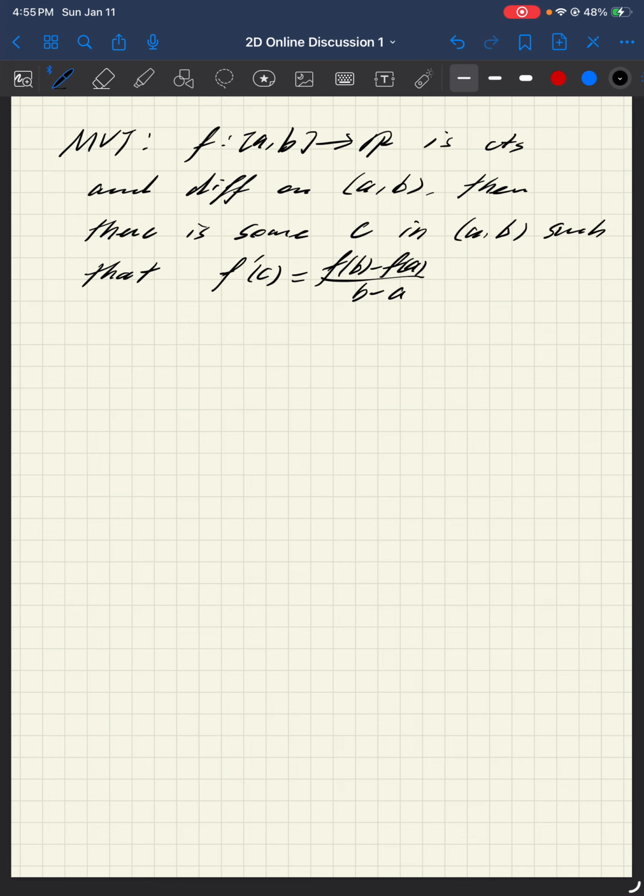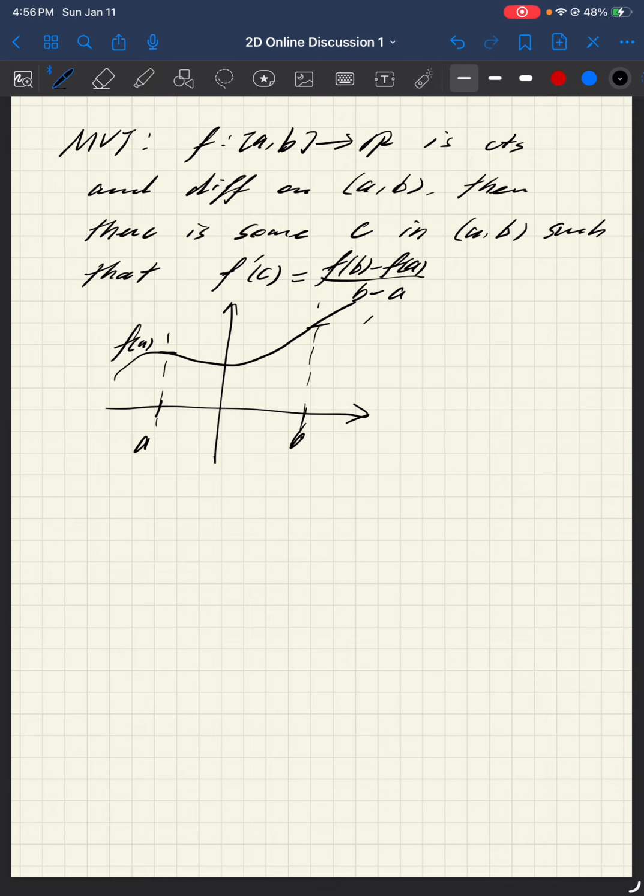from b to a. So it means that if this is my b and this is my a, so this is my f of a and my f of b. So this slope here is obtained by some c here. So f prime of c, the slope here, is exactly this slope here.